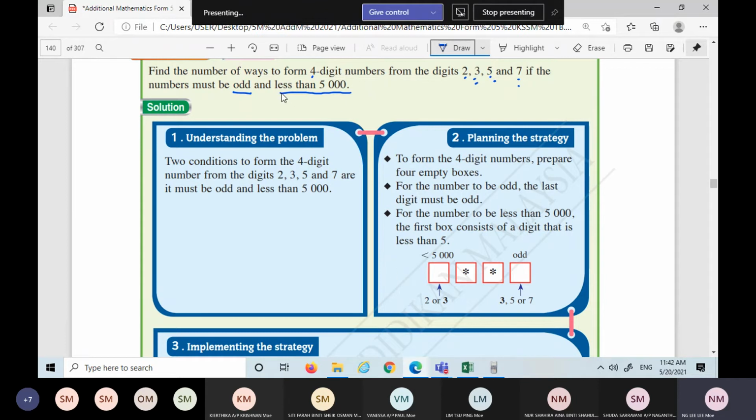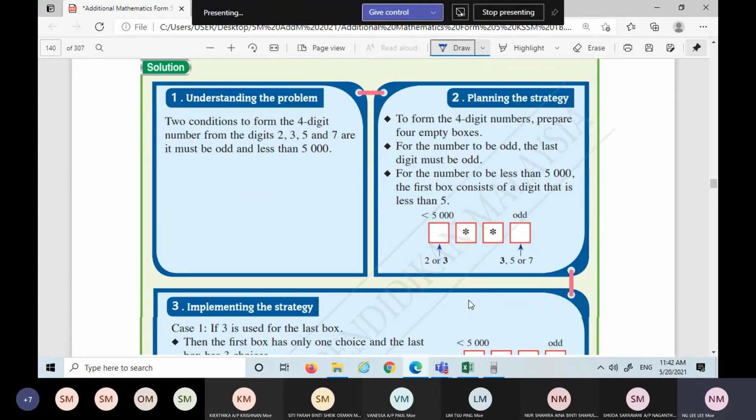But one more condition is less than 5,000. If you want to control a number to be less than 5,000, you control the first digit. Less than 5, so you cannot put in 5. If you put in 5, followed by 2, 3, 7 or whatever, this number will be more than 5,000 already. So cannot put in 5, cannot put in 7. You can only put in 2 or 3. So this is the condition that you have.